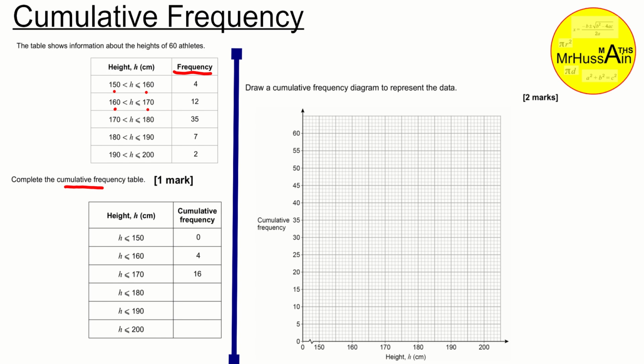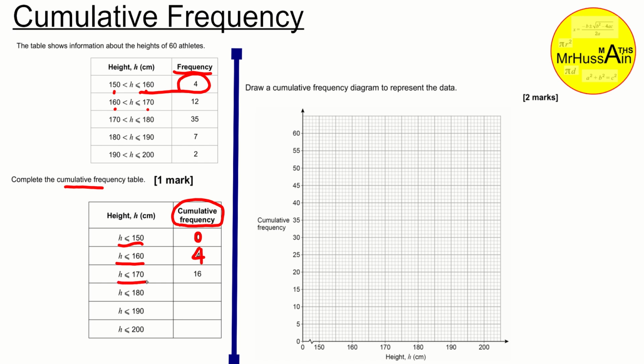Complete the cumulative frequency. It is important you understand cumulative frequency is a running total. So it's a total up to that point. Here they want a total up to 150. Well, between 150 and 160 is 4, so the total up to 150 must be 0. Then they want the total up to 160. Well, this is the total up to 160. It is 4. There you go.